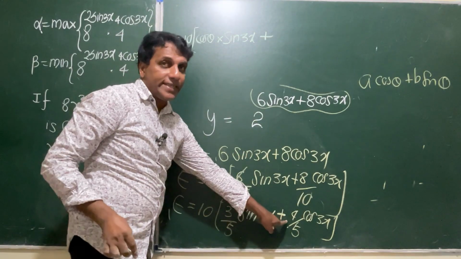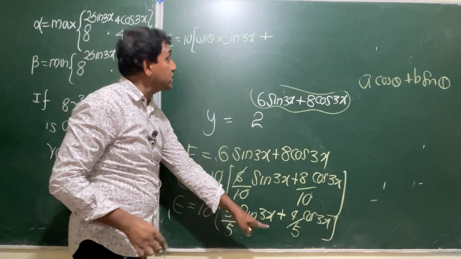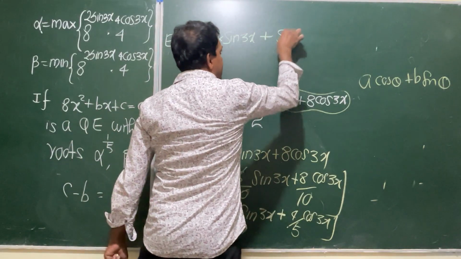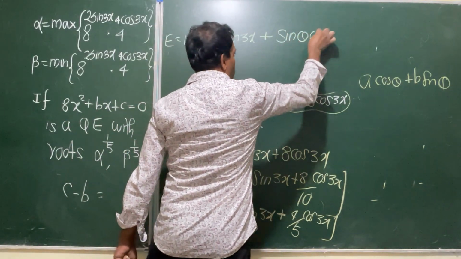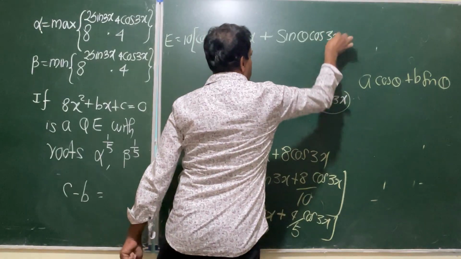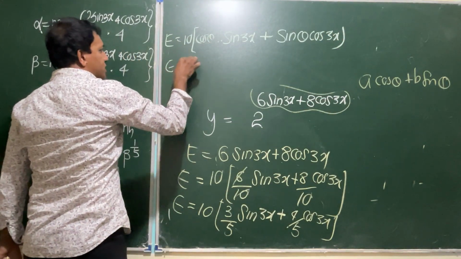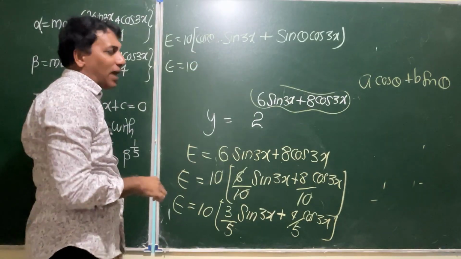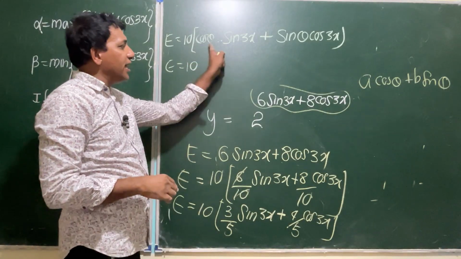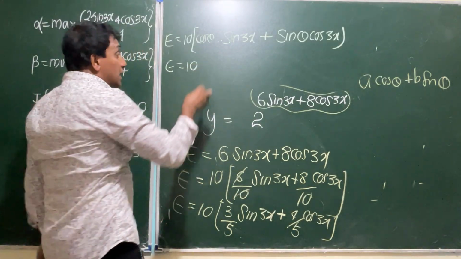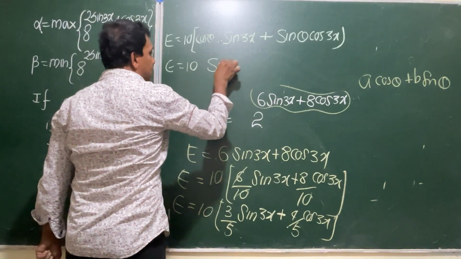Then think about the right angle triangle, it becomes sine theta, cos theta, right? So what is your nice trigonometric identity? 10 into sine A cos B plus cos A sine B. Sine A cos B plus cos A sine B is sine A plus B, is it?